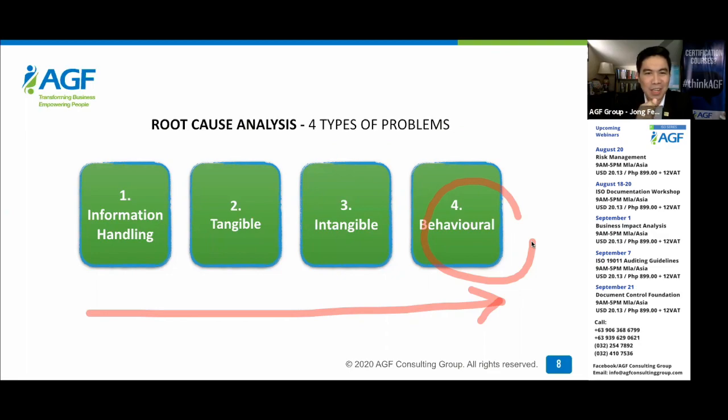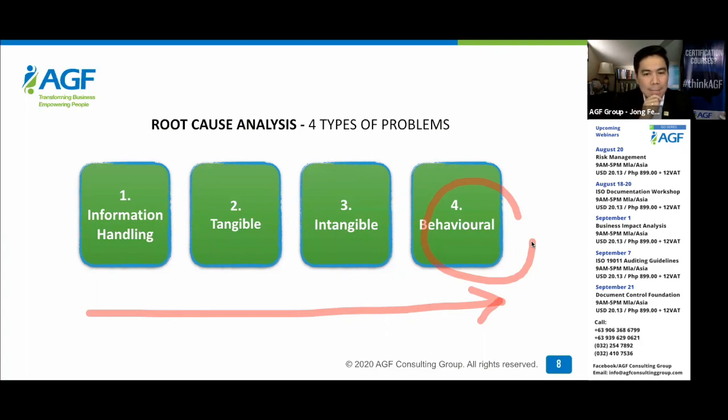Okay, we have one here from Sir Rommel Ross Oba. Sir John, can I request for a more tangible example pertaining to intangible problems? That's a good question. Pertaining to intangible problem. Okay, now sure, Sir Rommel. Thank you for asking that. I'll give you an example.